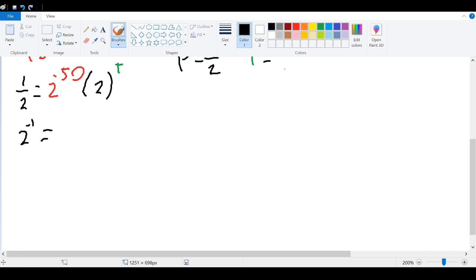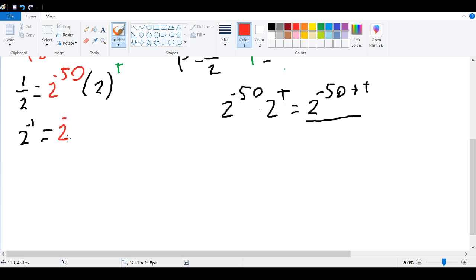And now we can combine. So let's say you have 2 to the negative 50 times 2 to the t. When you have monomials with the same base, you add exponents. So this is equal to 2 to the sum of the exponents, which is negative 50 plus t. All right, and so let's substitute that in. We can substitute the entire right-hand side for that quantity there. We have 2 to the negative 50 plus t.